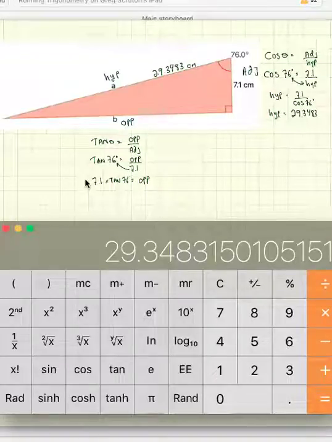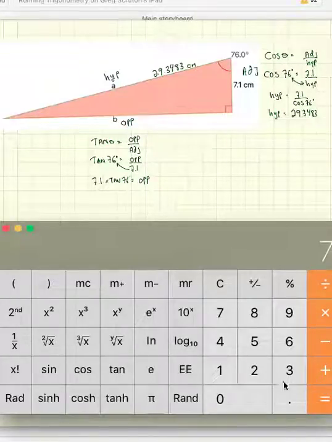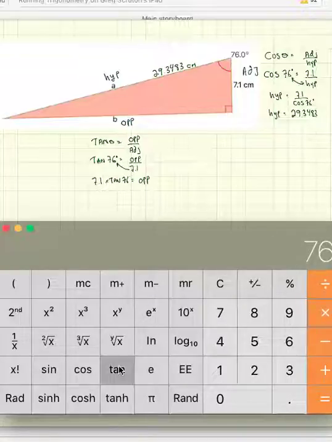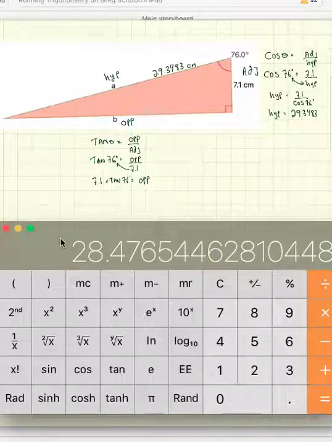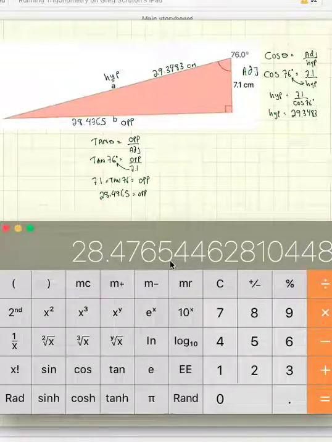All right, so handy dandy calculator time again. 7.1 times 76 tangent is equal to 28.4765. And you have to ask yourself, do these answers make sense? 28.4765 is equal to the opposite. I'm just going to write that on my diagram. 28.4765 centimeters.